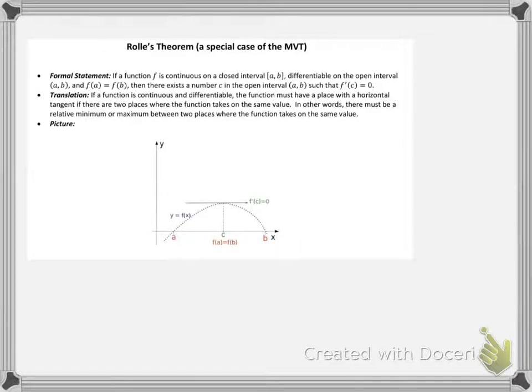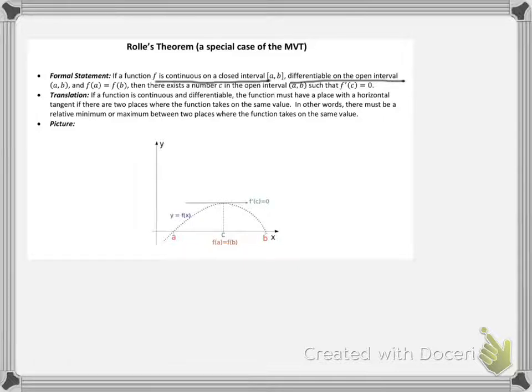Rolle's theorem is just a special case of the MVT. The formal statement says, if a function f is continuous and differentiable, has to be continuous and differentiable, and f of a is equal to f of b. So when you find the function value of f of a and that function value, which is f of b, at b, then there exists a number c in the open interval, so somewhere between a and b, such that the derivative at c is equal to 0.